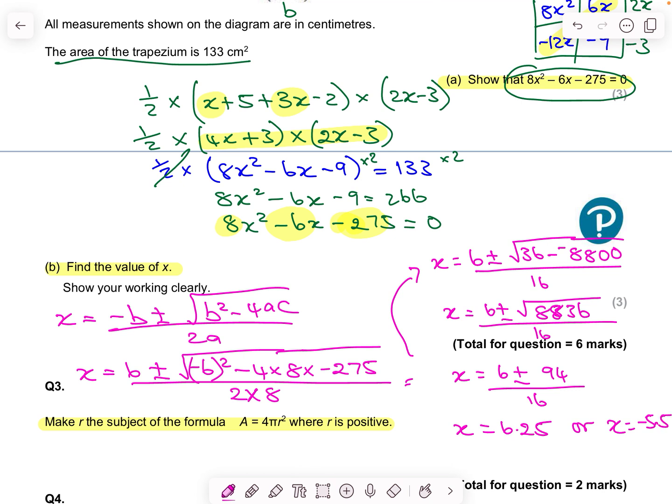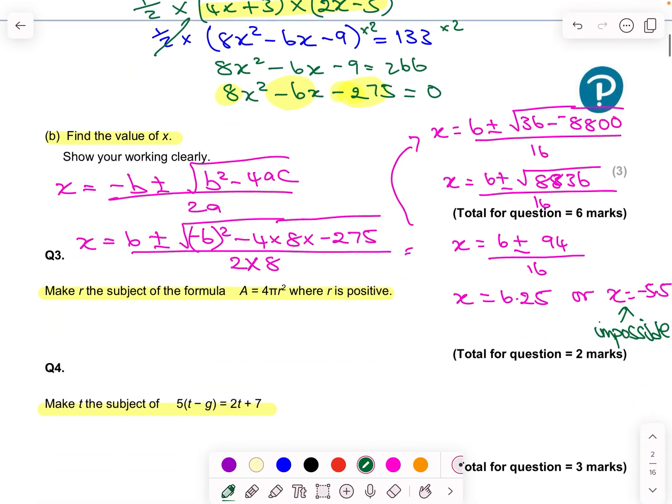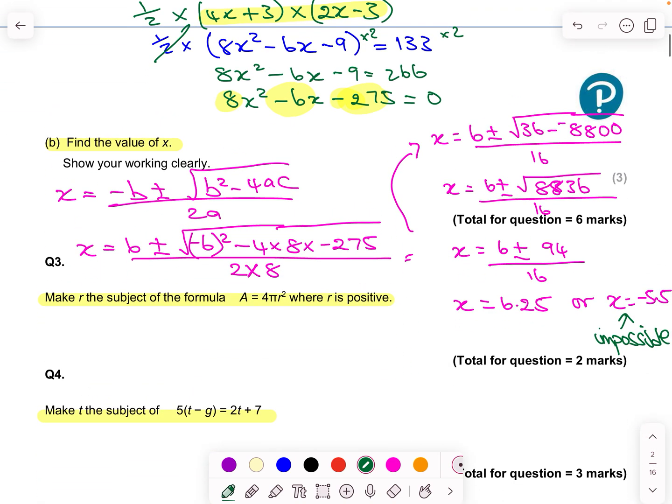Okay, well, because we're talking about length, only one of these can be possible. So we put down both solutions, but this one is impossible because we're talking about the length of a trapezium, and we cannot have negative lengths. So that one would be impossible. So x must only be 6.25. Quite a lot for 3 marks, but there we go.